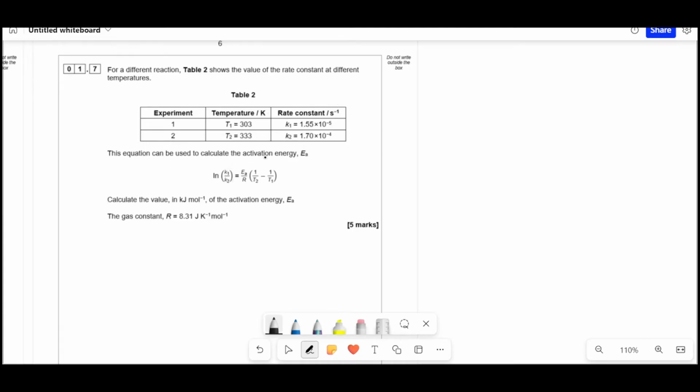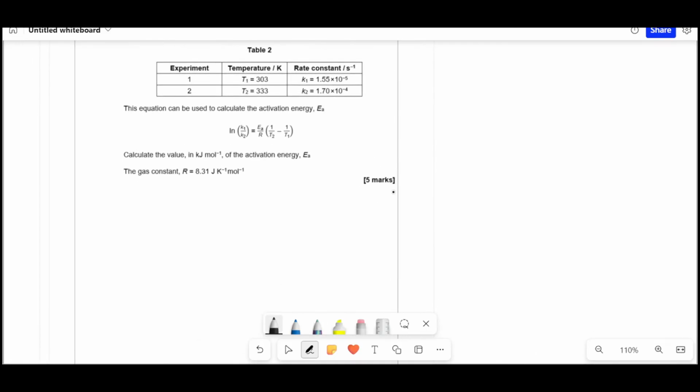So ln k1 over k2 equals EA over R, 1 over T2 minus 1 over T1. It says calculate the value in kilojoules per mole of the activation energy. So again, don't try and do anything like mucking about with this yet. Just rearrange it first. Otherwise, you're going to just struggle. So ln k1 over k2 equals EA over R times 1 over T2 minus 1 over T1.